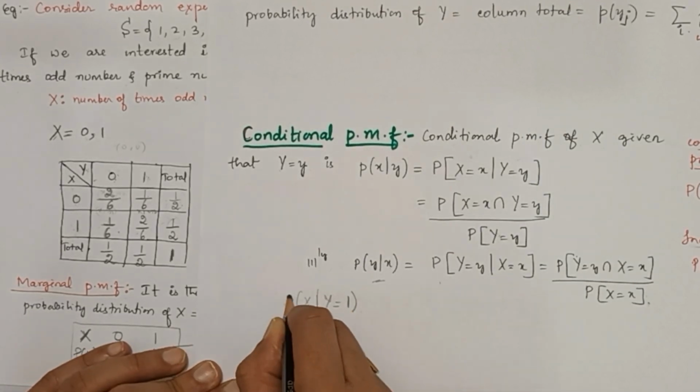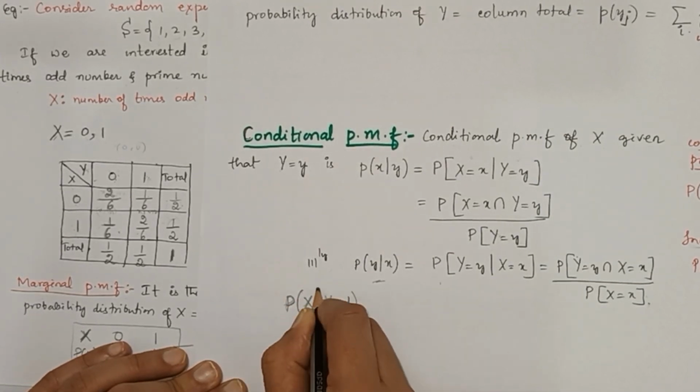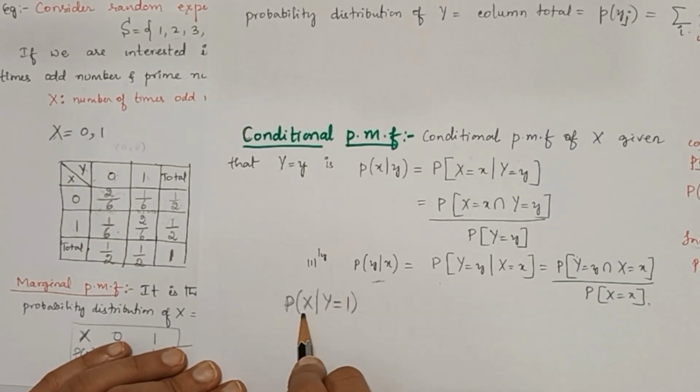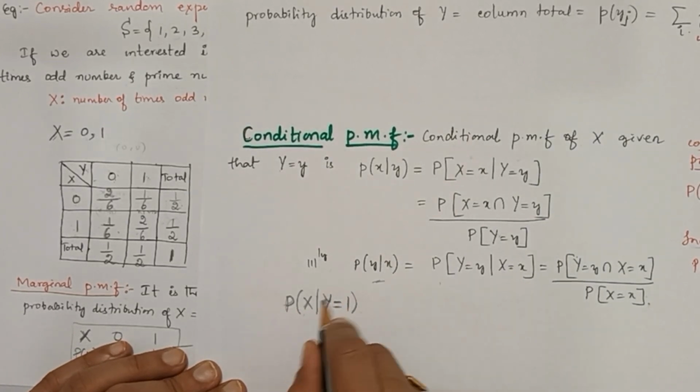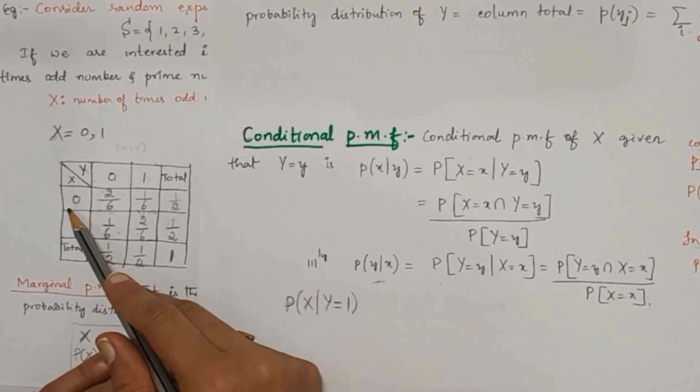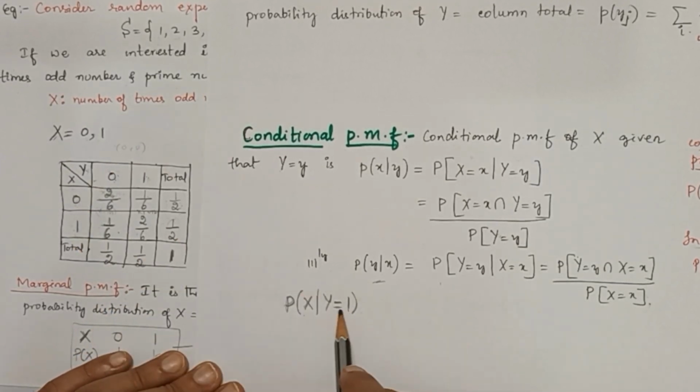So you have to find the probability of x given that y equal to 1. That is the conditional probability. Now how to find this? X can take how many values? Two values, 0 and 1. But y is fixed now.